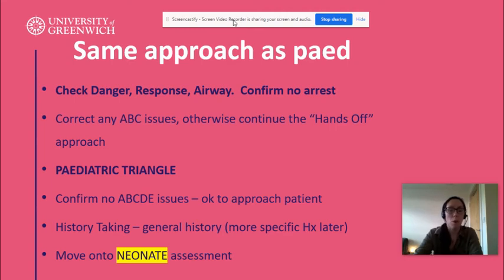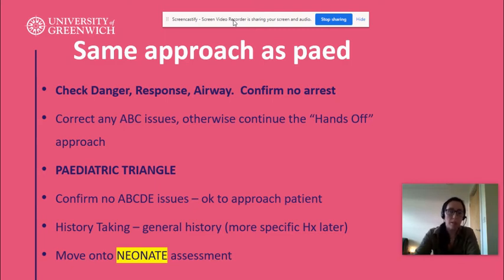So you are going to check the work of breathing. You are going to check circulation to skin. You are going to check appearance by using the mnemonic TICLS. Once you confirm that there's nothing serious happening there in the pediatric triangle, reconfirm your ABCDEs. So you might need to take some observations here. That's fine. You can take your observations and get a general history from the parent. So what seems to be the problem?